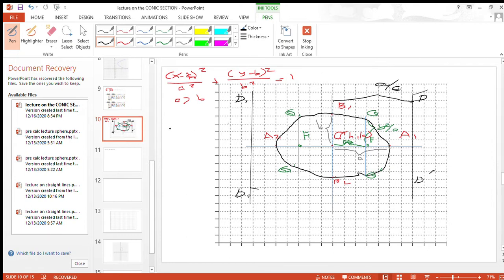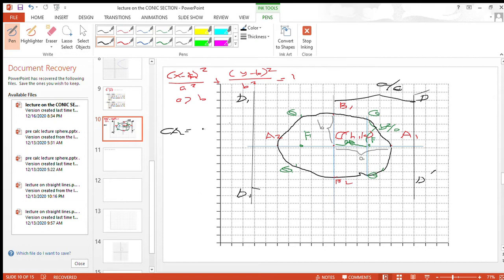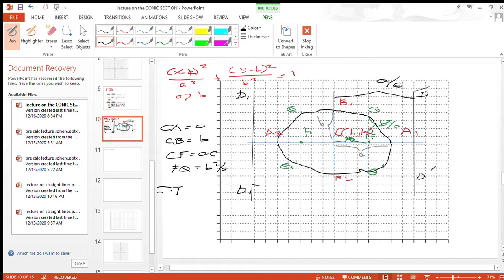Again, center to A is a, center to B is b, center to a focus is ae, focus to an end of a latus rectum is b squared over a. And then from center to a directrix, this is having a distance of a over e. Okay, so those are the important things that you need to remember.